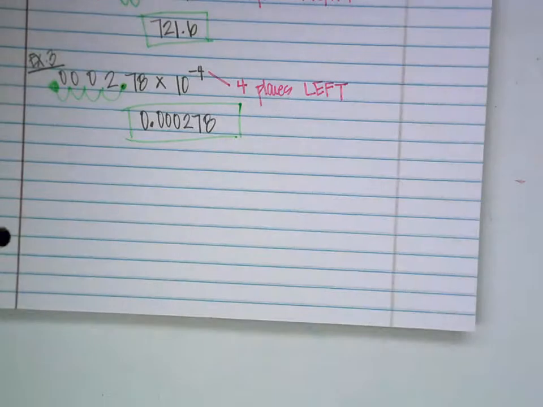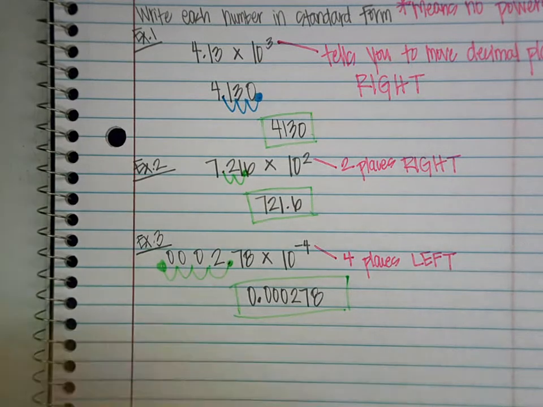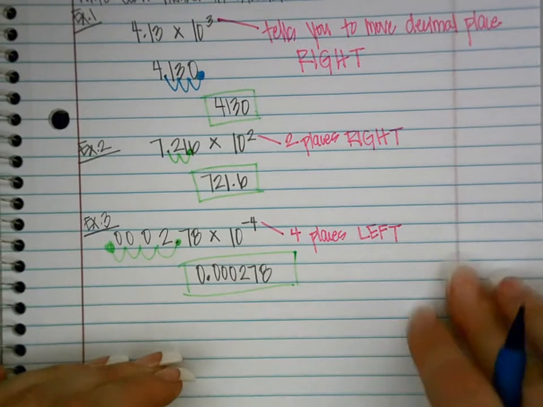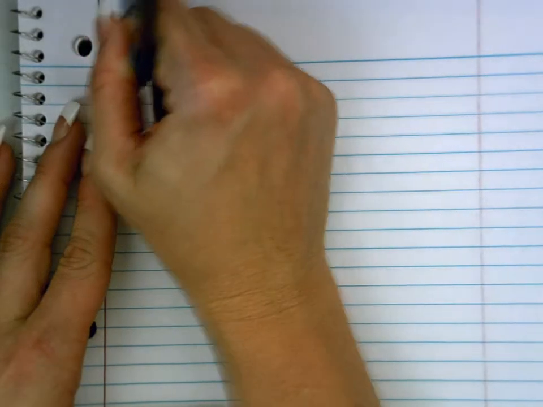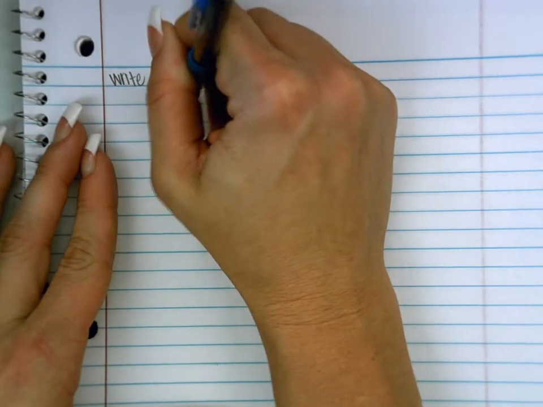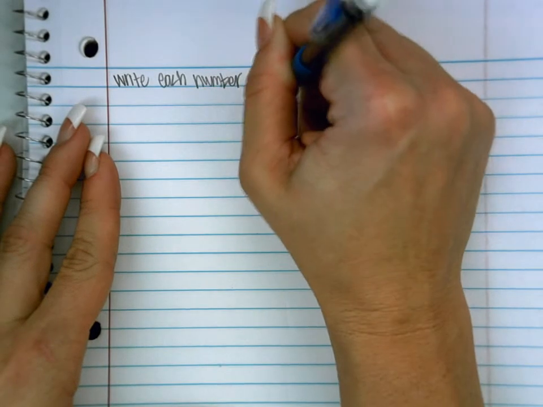Now the next thing we're going to do is we're going to go backwards, okay? So now we've learned how to write things in standard form. So the next part, I'm going to ask you to write each number in scientific notation.